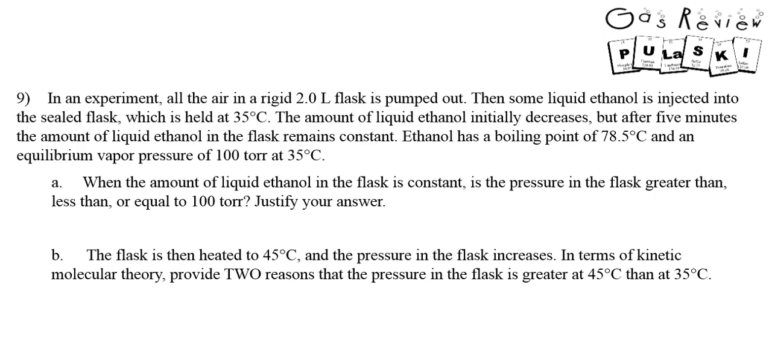Final one today. This is actually from an old AP exam, not like my exam, the actual AP exam. I just wanted to talk about two free response answers. So it says an experiment, and I know there's a lot written here. The reason there's so much here is that there was a lot more to this question, but we aren't quite there yet, and I didn't want to spend that much time on it anyway. In an experiment, all the air in a rigid 2-liter flask is pumped out. Then some liquid ethanol is injected into the sealed flask, which is held at 35 degrees. The amount of liquid ethanol initially decreases, but after 5 minutes, the amount of liquid ethanol in the flask remains constant. Ethanol has a boiling point of 78.5 degrees Celsius and an equilibrium vapor pressure of 100 torr.